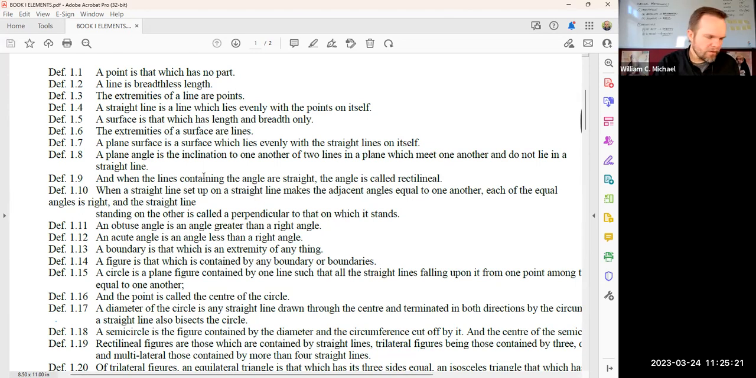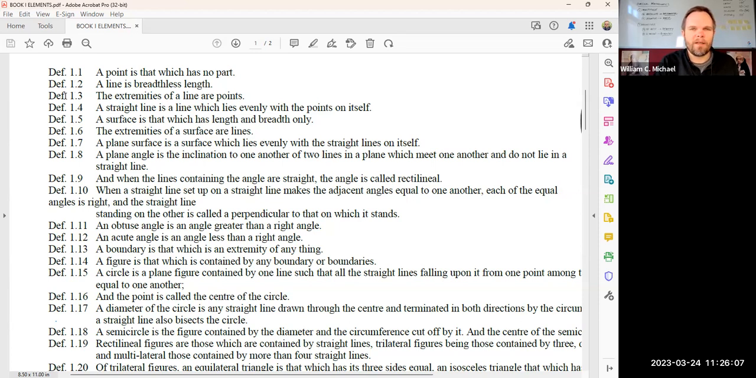So the first definition, and you see these definitions are named definition 1.1, definition 1.2, and so on. What that means is the first number is the book number, and the second number is the actual definition number. So definition 1.1 means the first definition of book one. Definition 1.2 means the second definition of book one, right? And we'll just refer to them like this in this course. So you're going to need to refer to these definitions, and there needs to be a way to refer to them that we all understand and agree on. So that's how we're going to refer to definitions. So definition 1.1, definition 1.12, and so on.